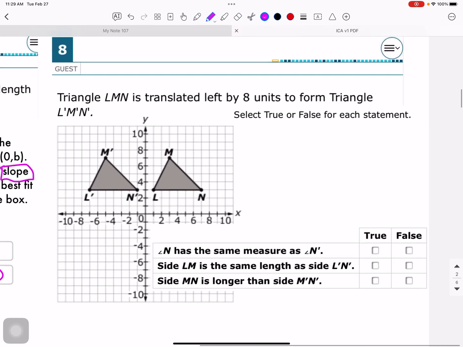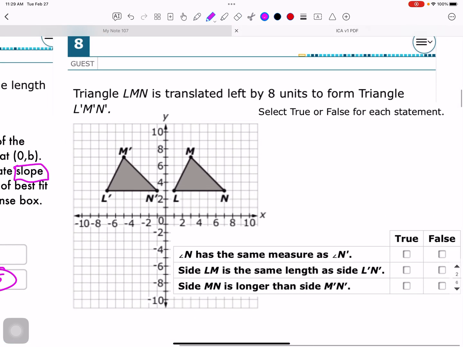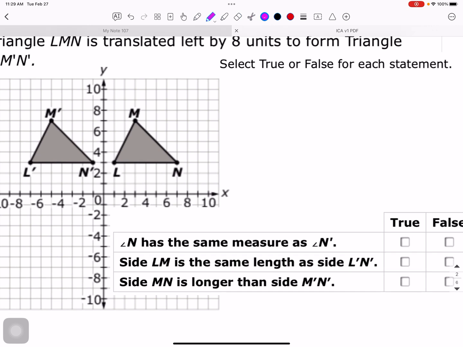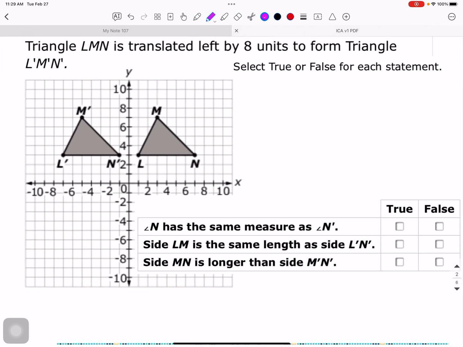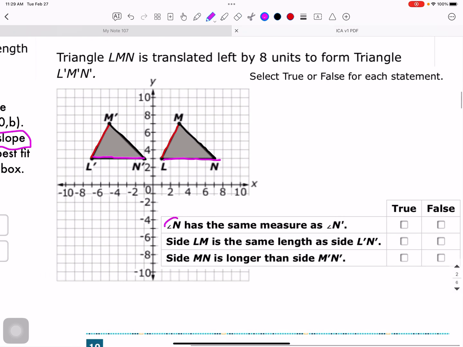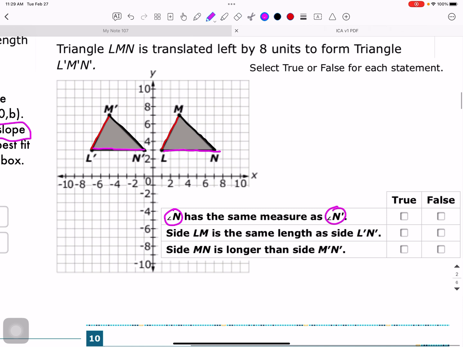All right, number 8. Let's see. Which of these is true? If I just slide it 8 units to the right, everything is the same. So all these sides, the red side is still the same side as the red side. The black side is still the same side as the black side. The pink side is still the same length as the pink side. And all the angles are the same too.